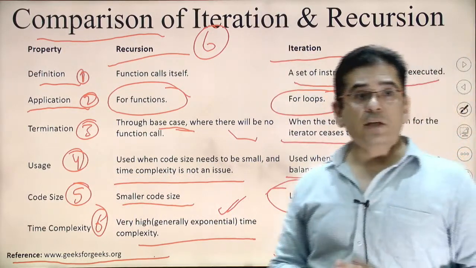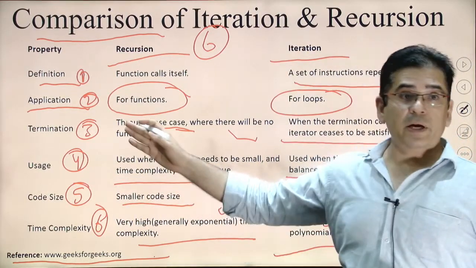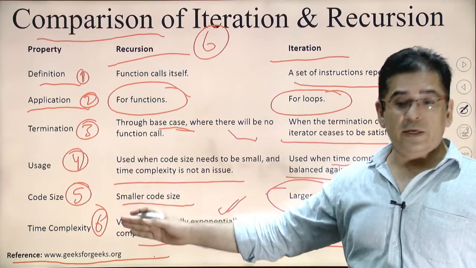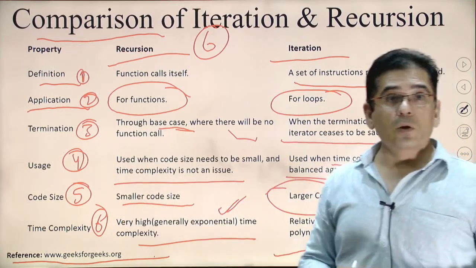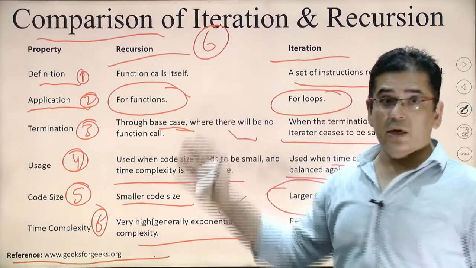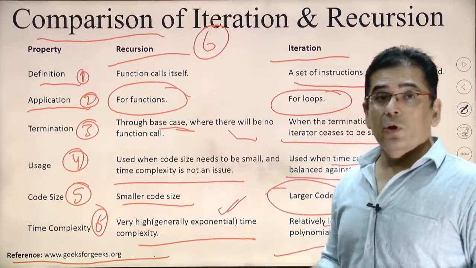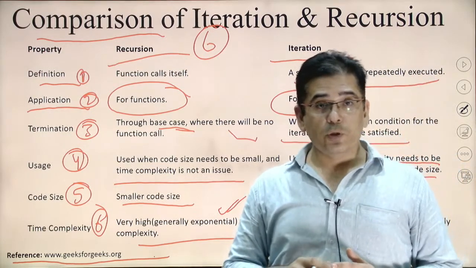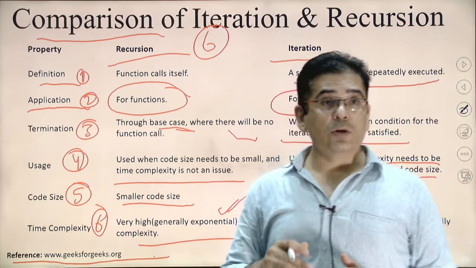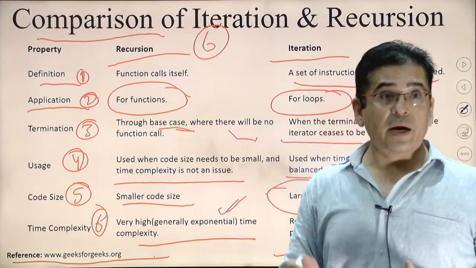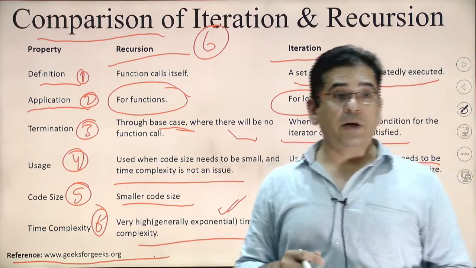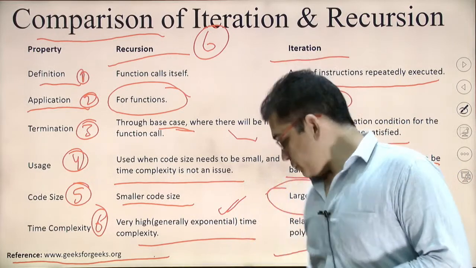So, these are the 6 parameters: the definition, application, termination, usage, code size and time complexity. On these 6 parameters, iteration and recursion are compared here, and this question is very important from the exam point of view. Okay, and now I am sure you are very clear about the difference between recursion and iteration, the comparison of iteration and recursion.